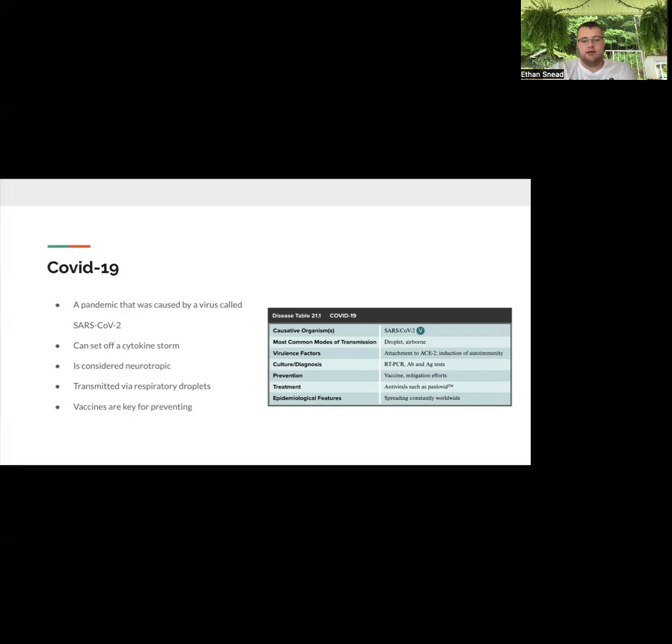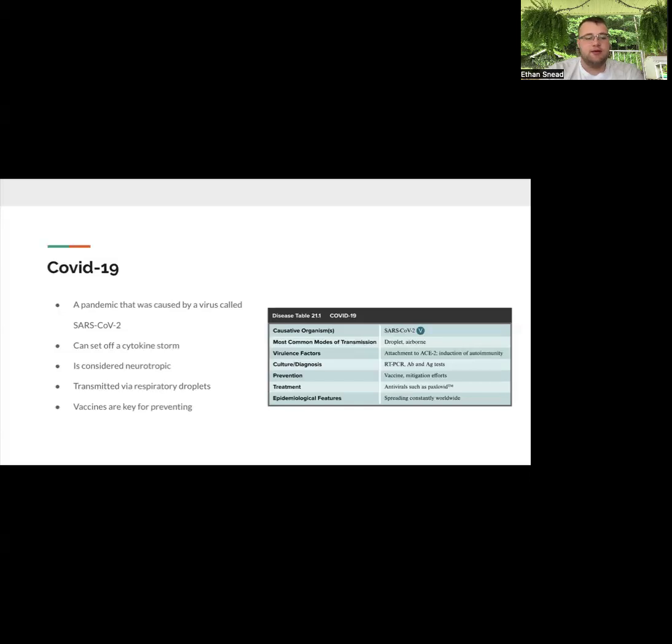The COVID virus can also set off a cytokine storm, which leads to what experts call hyperinflammation, which occurs both in the lungs and other organs, as well as our digestive tracts. This virus is also considered neurotropic, which means it infects the cells of the nervous system. One of the common symptoms of COVID, which we all remember for those who had it, is a loss of taste and smell. That is why it's considered neurotropic.